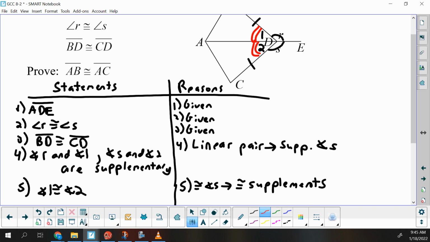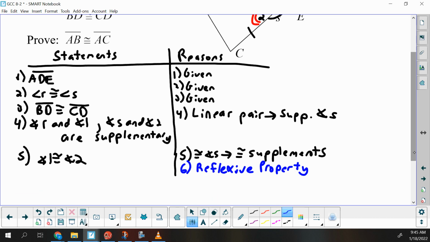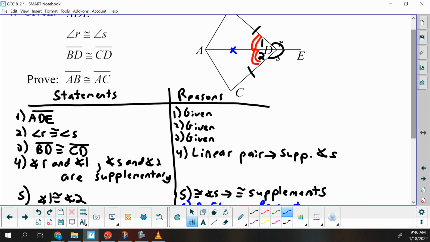Well, we've got a side and an angle. Hopefully you're automatically from that picture thinking in your head, oh, we're sharing a side, so we got reflexive property. And we can do AD congruent to AD. We set it in our proof that they're congruent. Let's make sure we mark it up in our picture.